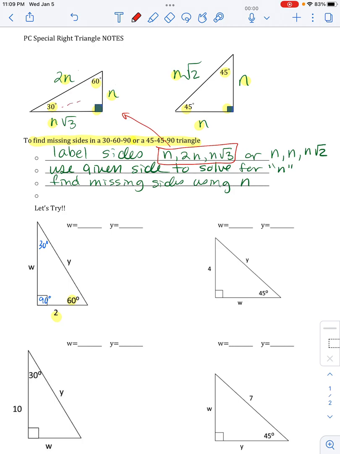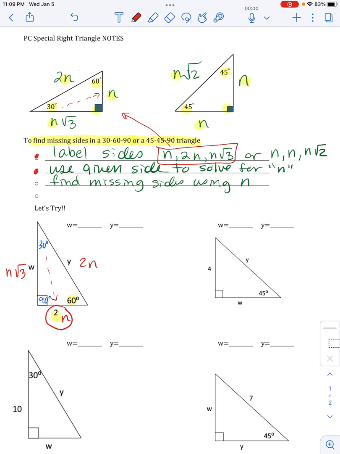So across from the 30, which is the shortest leg, which is in my case this side, I'm going to write an n. The hypotenuse is 2n, which is always across from the 90. And then the long leg, according to my notes up above, is n times the square root of 3. So I'm just going down the list. I label my sides. Now I need to use the given side, which is down here, to solve for n.